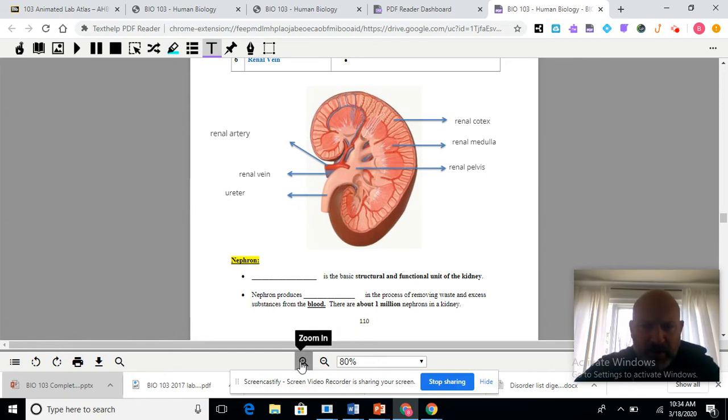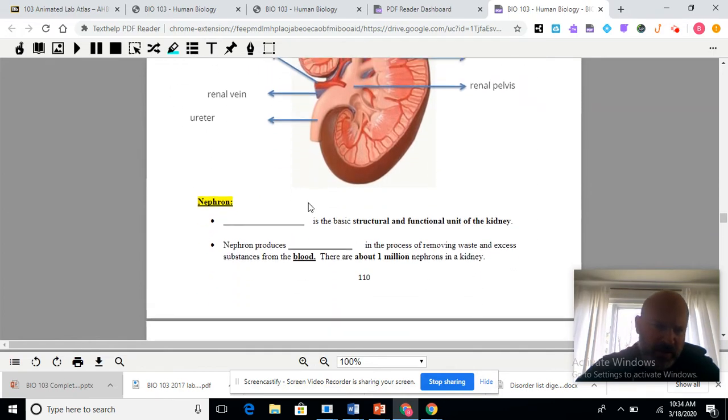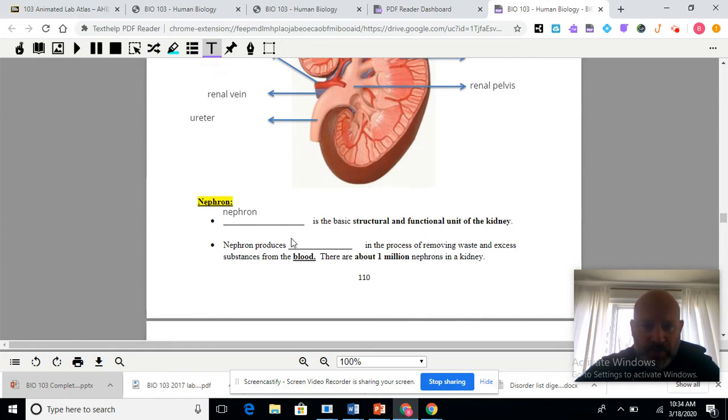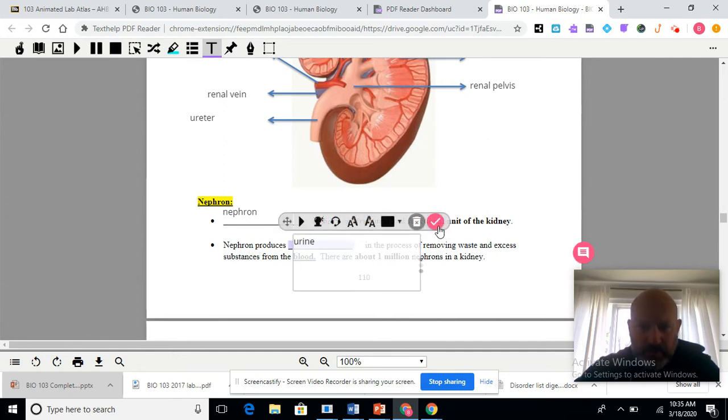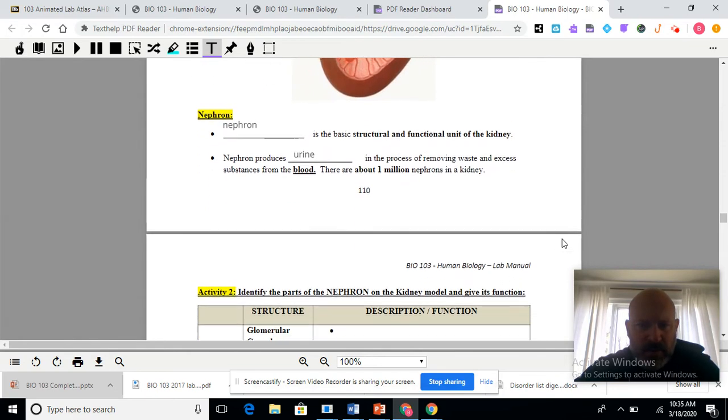All right, the nephron is the basic unit of structure and function, and that's exactly what we're going to put here. The nephron. The nephron produces blank in the process of removing waste, and here what they're talking about is urine. It produces urine. And there are about 1 million nephrons in each kidney.